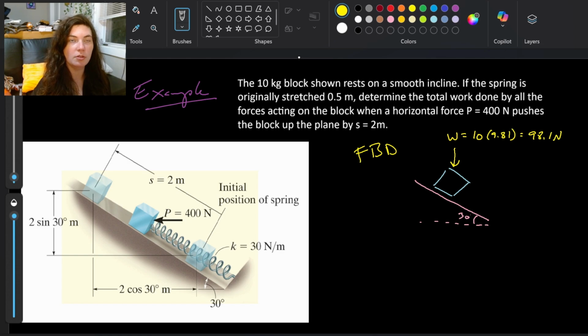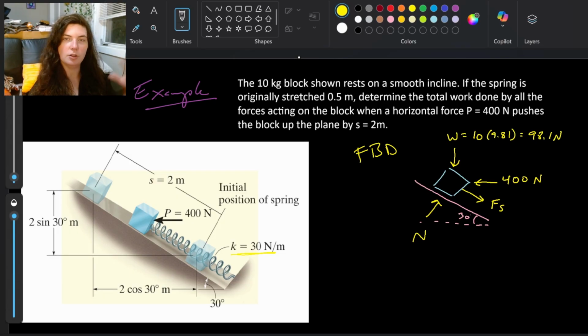Of course, we're also going to have the normal force acting on the block perpendicular to that incline. It also tells us we have that applied force P acting horizontally to the left on the block of 400 newtons. And then the last one, and maybe the trickiest one, is that spring force. Because it's connected to that spring, there will be a spring force in the direction of the plane. It even gives us our spring constant, 30 newtons per meter. So that hints to us we've got to include the spring force in our work calculation.